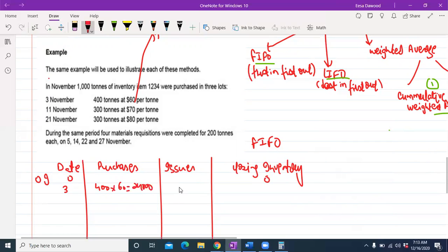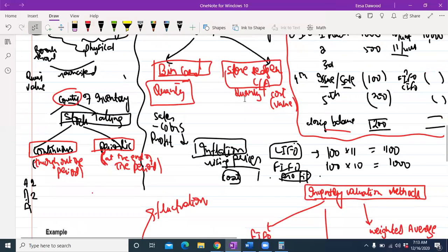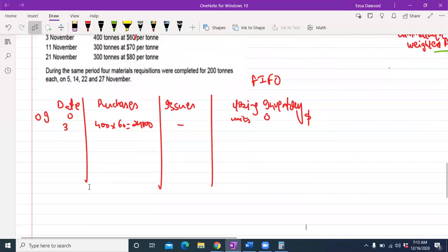So there were no issues on the day. And what was the closing balance? There was no opening inventory, so at the end of the 3rd, what is going to be the closing balance? We're going to report it in terms of units as well as in terms of value, since it's a typical store ledger control account. In a bin card, only quantity is mentioned. However, a store ledger control account measures the quantity as well as the cost. This is a typical store ledger control account based upon the FIFO method.